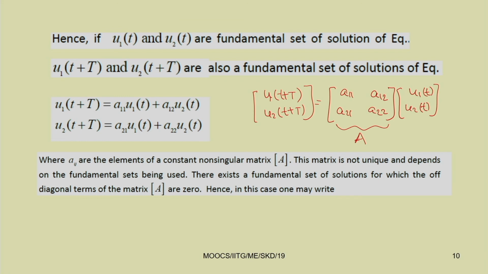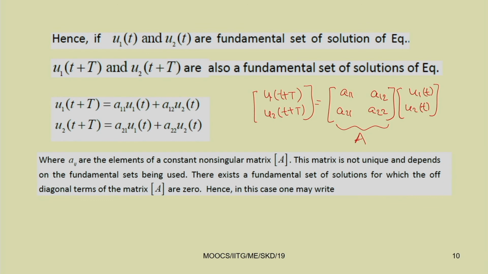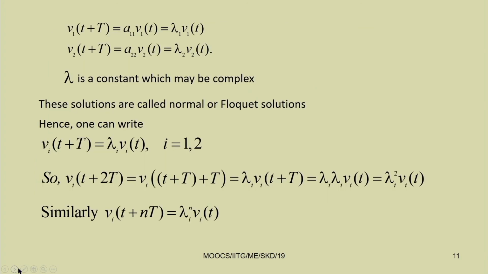For example, if a12 and a21 are 0, then u1(t+T) will be equal to a11 u1(t) and u2(t+T) will be equal to a22 u2(t). As these are not unique, we can get another set of fundamental solutions for which A will be a diagonal matrix, or the off diagonal terms will be 0. Let us name them V1 and V2. Then V1 and V2 we can write in this way.